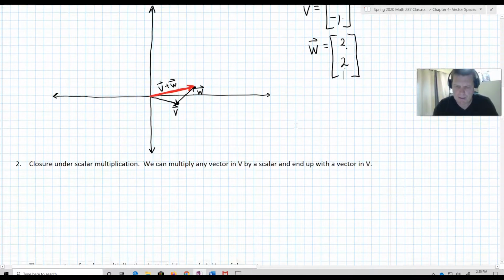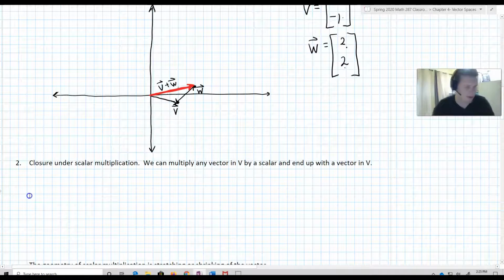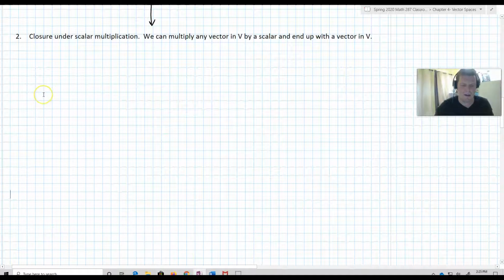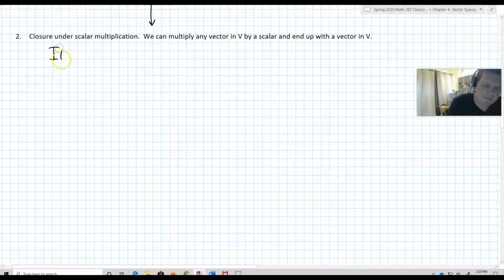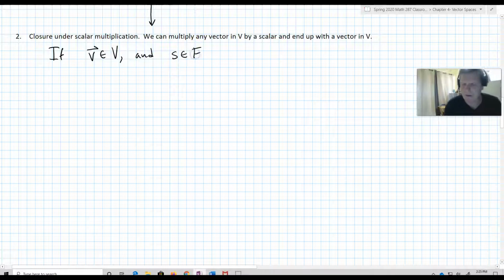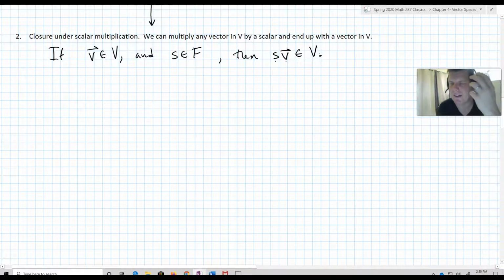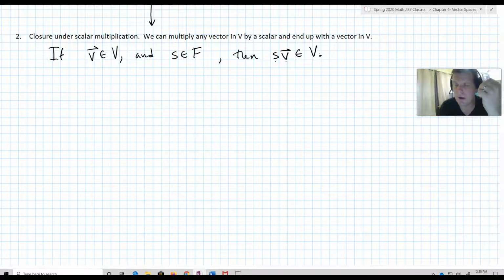All right. The next big one here is called closed under scalar multiplication. So this is if v belongs to V, okay, and s belongs to my field F, okay, then sv, the scalar multiplication of s by v, is going to belong to V, all right? So basically what that's saying is that if I take a scalar multiple of a value, then that value is going to continue to belong to V, all right?